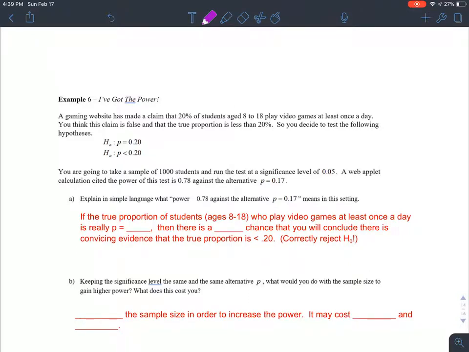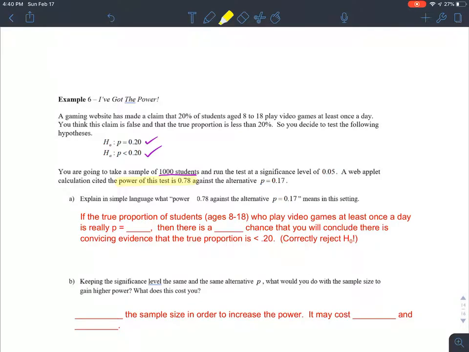So you decide to test the following hypotheses. Okay, again, here's the claim of equality. The alternative is that it's less. And you're going to take a sample of 1,000 students and you're going to run a significance level of 5%. So you have a web applet, it does a calculation, and it cites that the power of the test is 0.78. Okay? Remember, power is a probability.